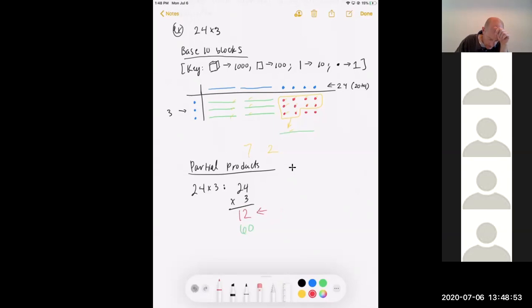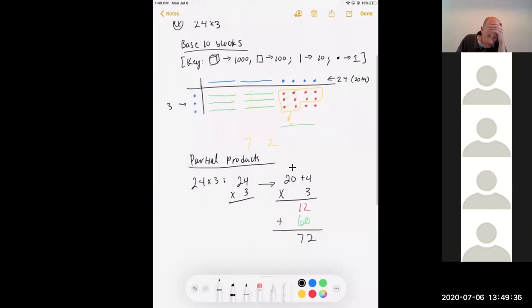Oh yeah, and I wanted to divide these up. Hold on a second. I just thought this will be easier to look at. 20 plus 4 times 3. Because partial products separates each number into its tens and ones, or hundreds, tens, and ones. Now I can see these products a little more clearly. 4 times 3 is 12. 20 times 3 is 60. And I'm going to add those together to get my 72.